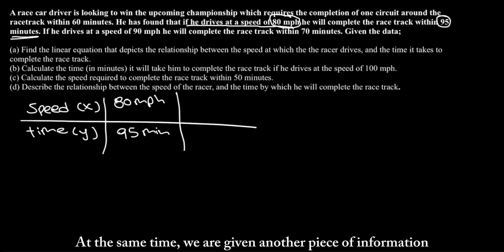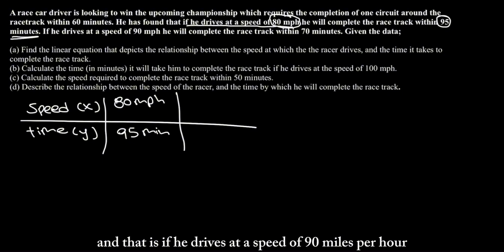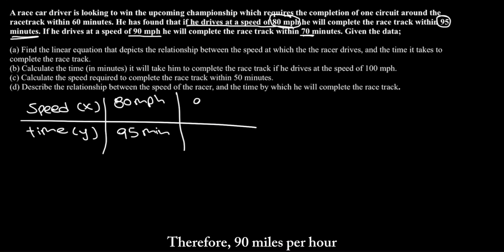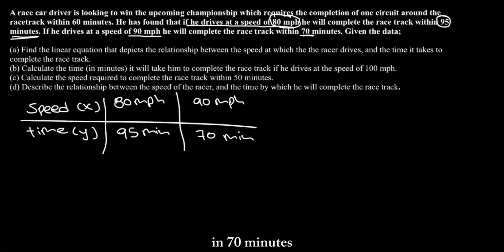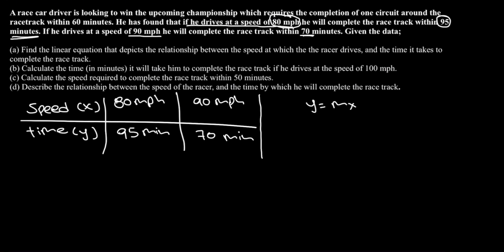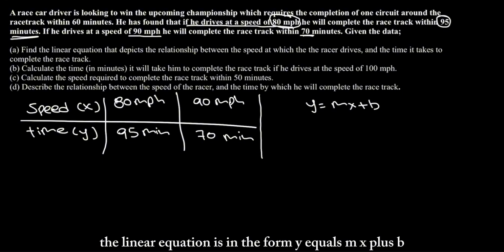At the same time, we are given another piece of information, and that is if he drives at a speed of 90 miles per hour, he will complete the racetrack within 70 minutes. Therefore, 90 miles per hour, 70 minutes. Now, in order to find the linear equation, we have to be aware of its form. The linear equation is in the form y equals mx plus b.